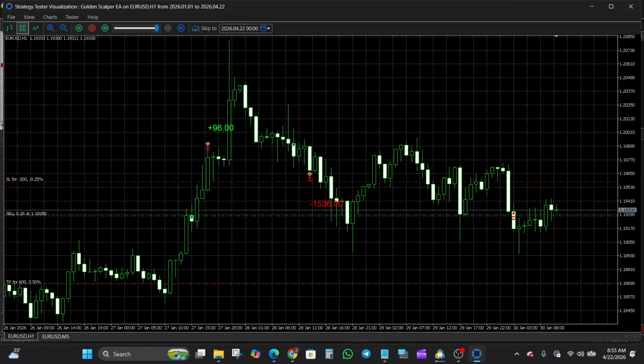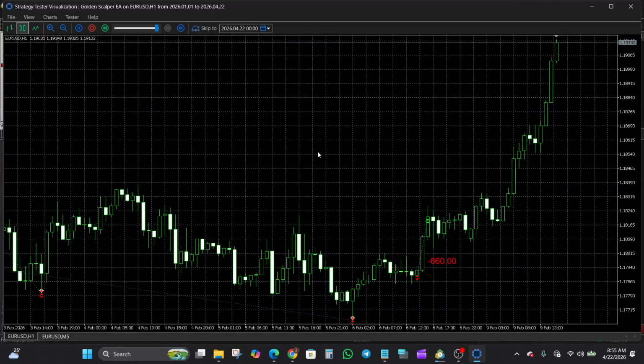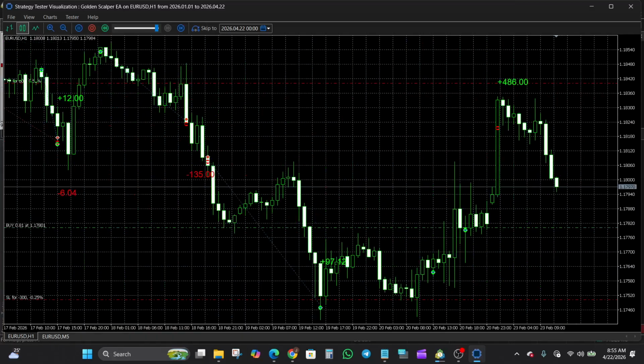So the entry logic here is essentially pattern based with trend confirmation. So it's trying to enter when price shows a reversal or continuation signal, but only if it aligns with the overall direction defined by the moving average. Okay, so let's continue. All right.